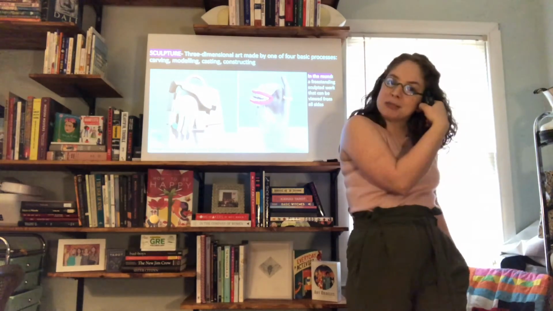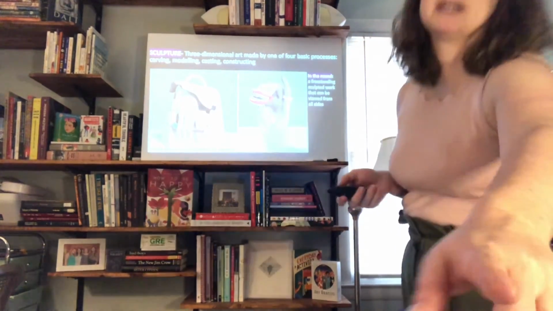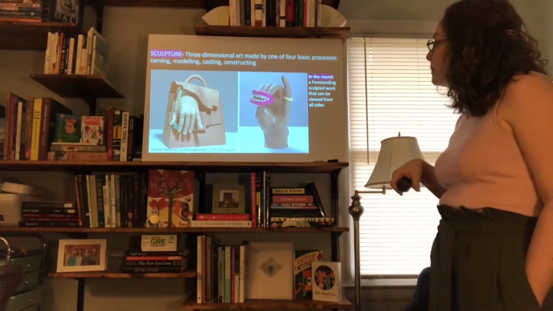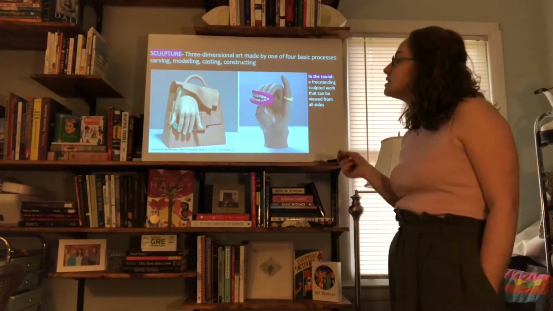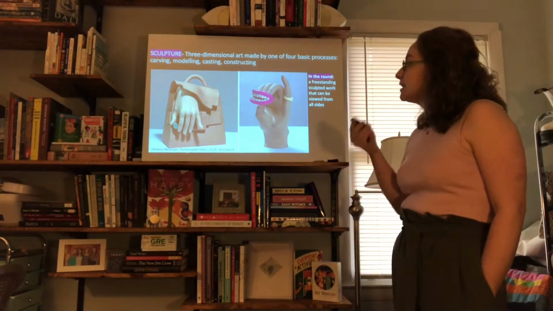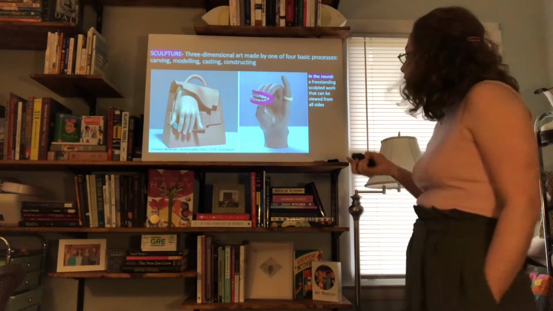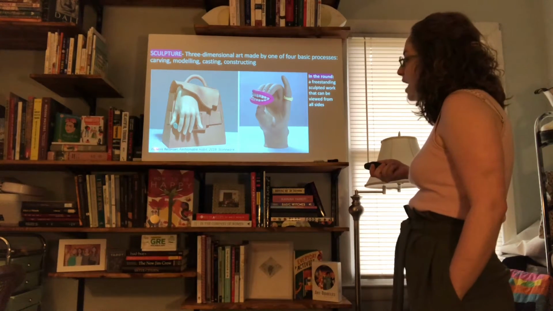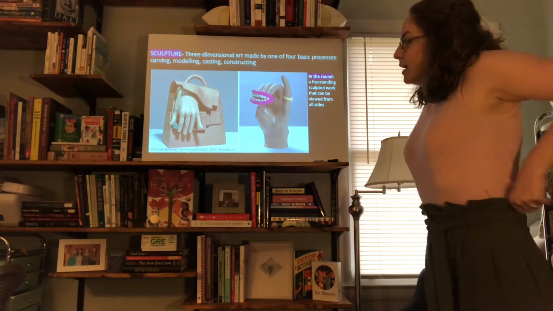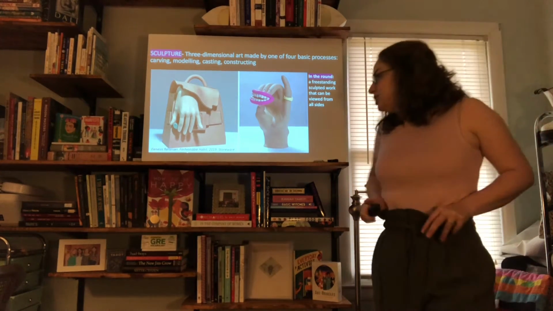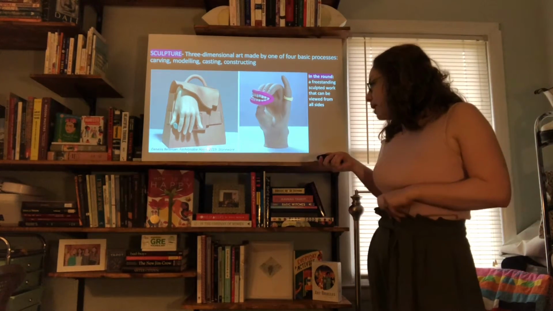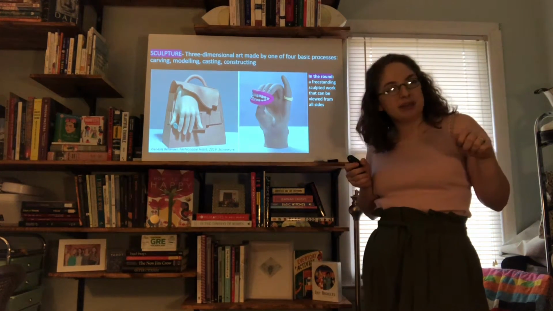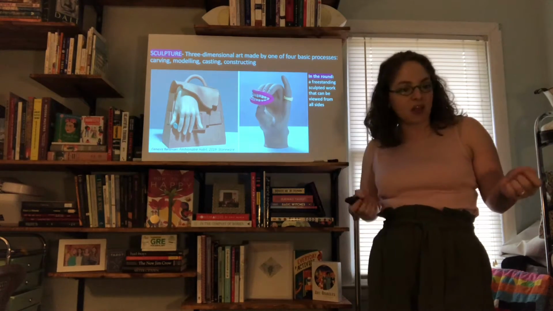All right, so sculpture. The definition of sculpture, anyways. Sculpture is three-dimensional art made by one of four basic processes: carving, modeling, casting, or constructing. Here we have a sculpture by Genesis Belanger called Fashionable Habitat, 2019. And this is from that same collection, but I couldn't find the name of it. I just really thought they were kind of cool.